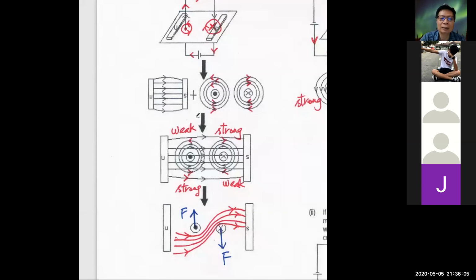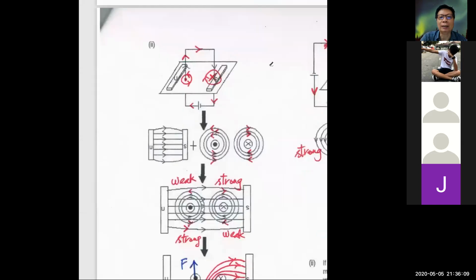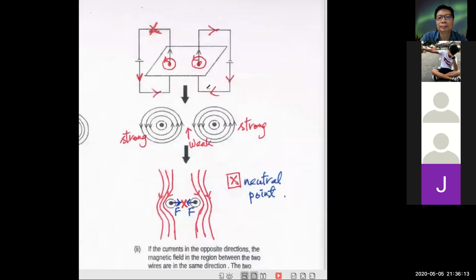So this one okay. All right, next one. Next one is here. Look at this diagram. I think it's easy to understand now.